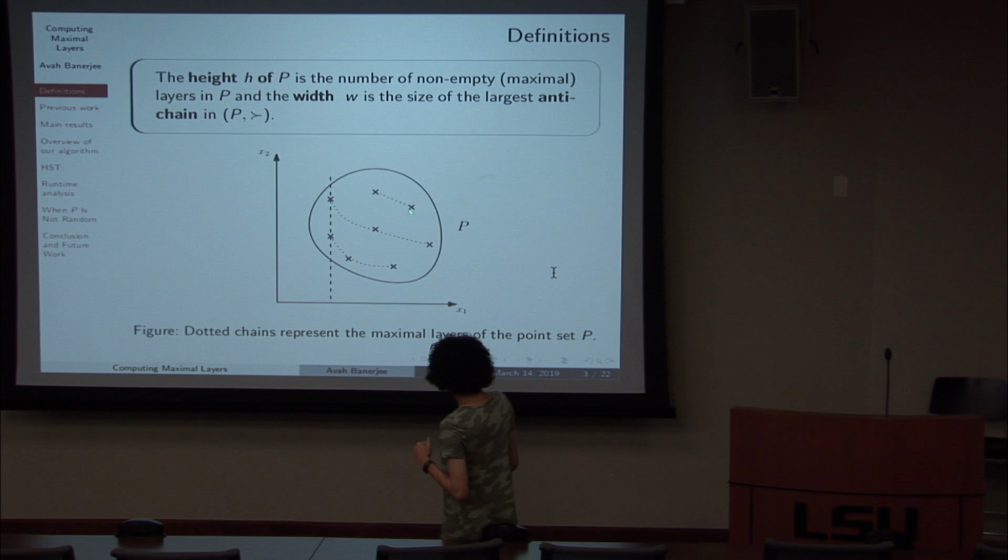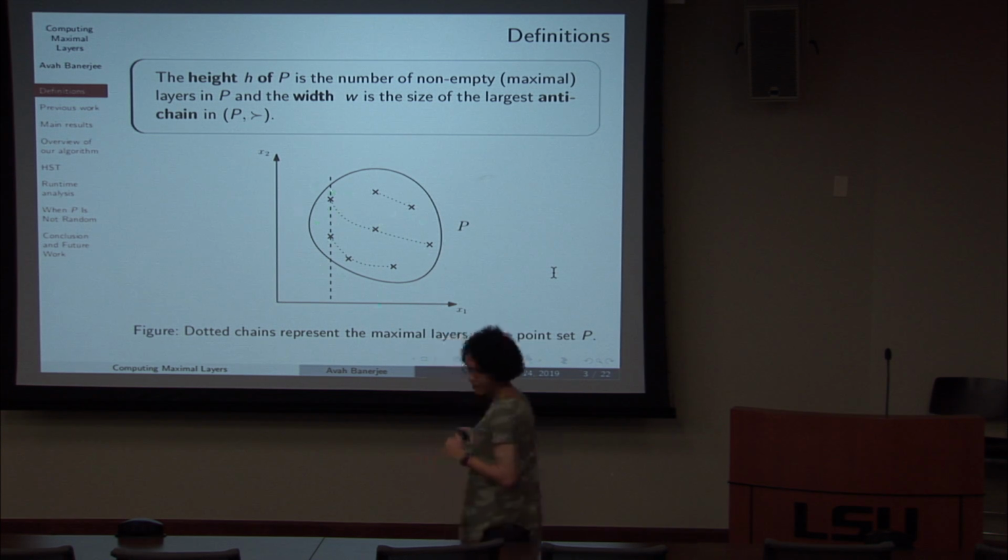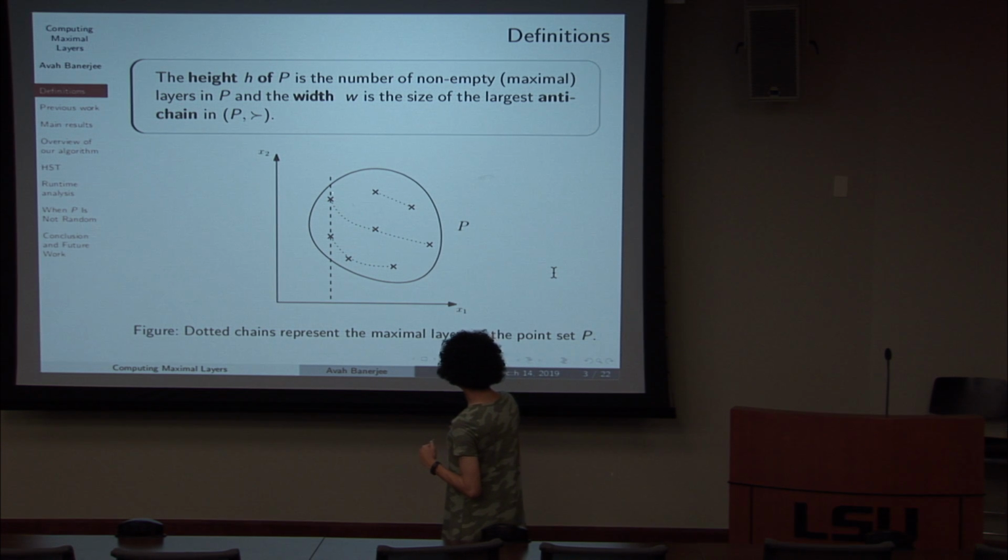Now if I remove these 2 points and compute the maximal layer of this set of 6 points, I get this. So this will be our second maximal layer. Now note that each of these 3 points is dominated by at least 1 point in the first maximal layer.